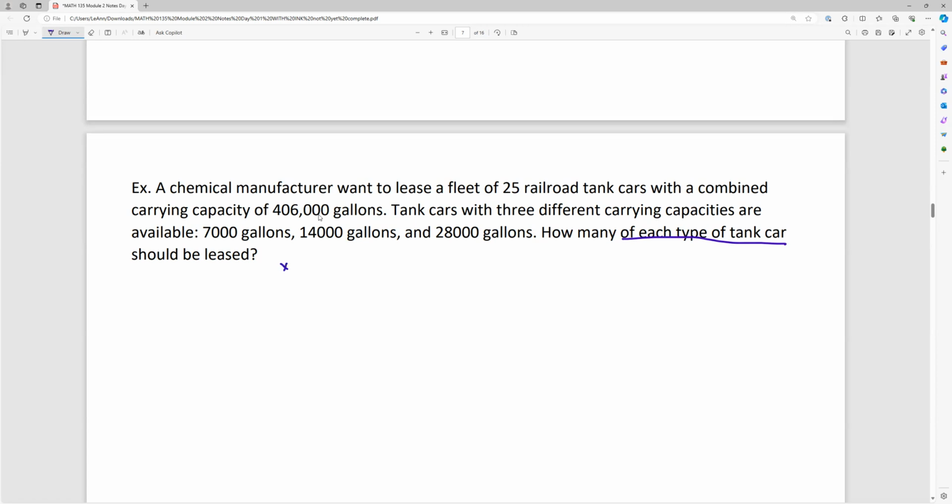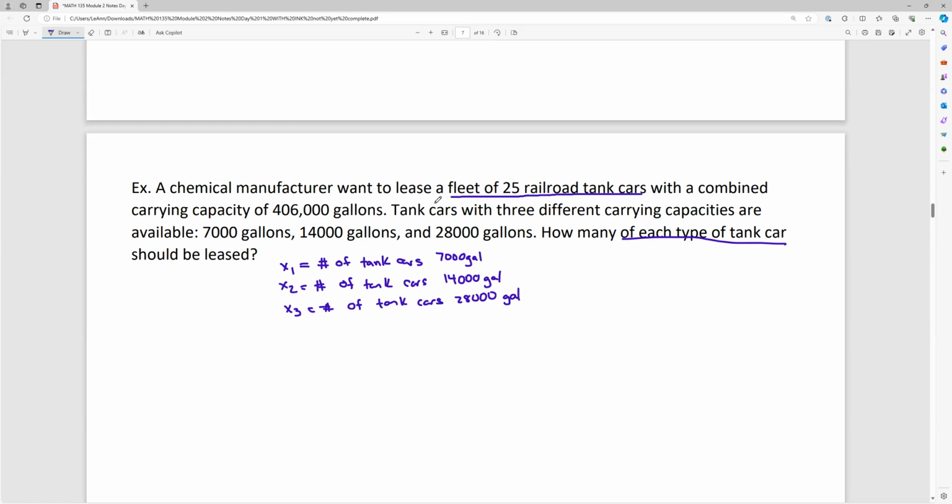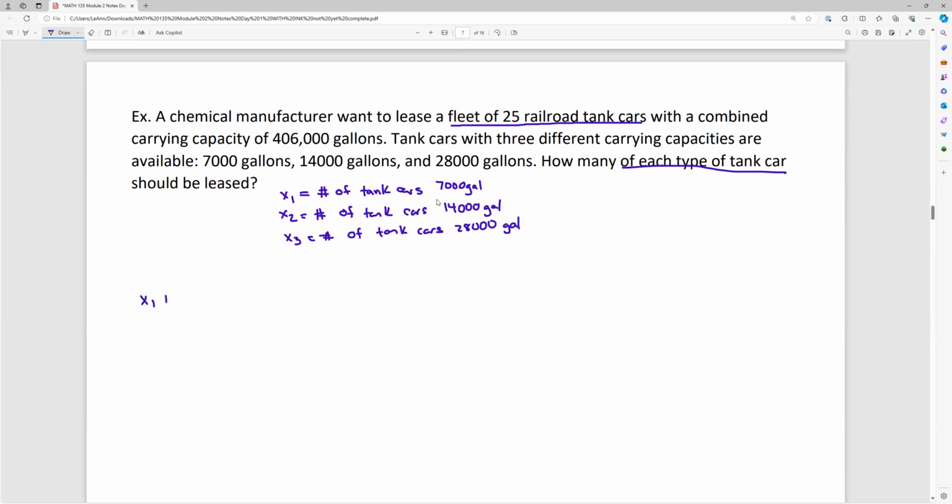So we're going to let our variables, because we have 3 different types of tank cars, X1 be the number of tank cars that can carry 7,000 gallons. X2 can be the number of tank cars that can carry the 14,000 gallon. And X3 can be the number of tank cars that can carry 28,000 gallons. Okay. And what we know is that they only have 25 tank cars. So one equation we can come up with is that X1 plus X2 plus X3, however many we have of each type, the maximum tank cars we can have is that whole fleet, which is 25. So that should add to 25 of their tank cars. If they use all of them, they're going to add to 25.